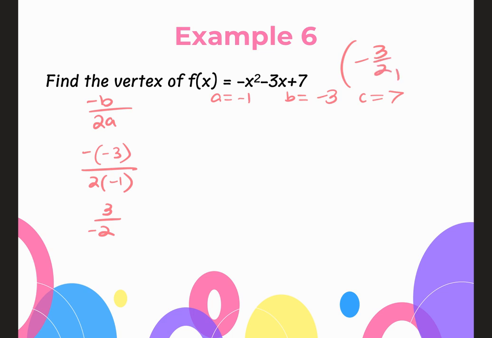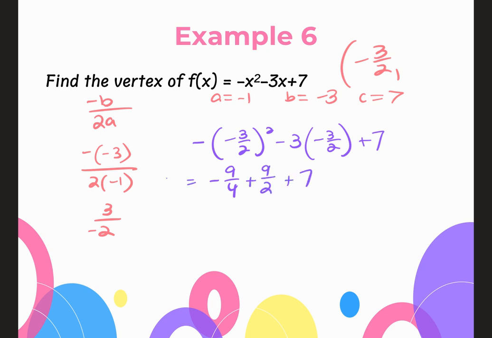And then to find the y, we're going to plug it in. So negative 3 halves squared minus 3 times negative 3 halves plus 7. Negative 9 fourths plus 9 halves plus 7 would equal the y, which is going to be the k coordinate. From here, you have two choices. Either multiply everything by 4 to get rid of the fractions, but then you're going to have to bring it back at the end, or change all the right side so it has the same denominator. So 4 would be my least common denominator.